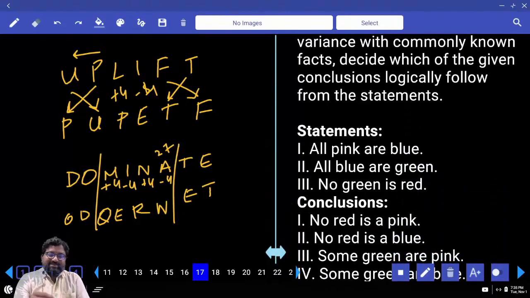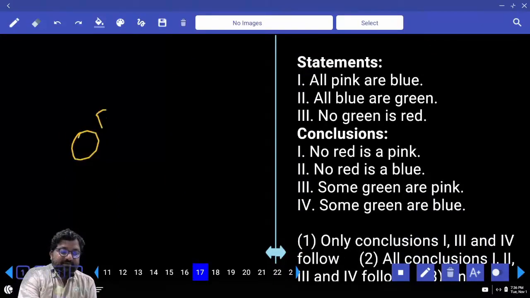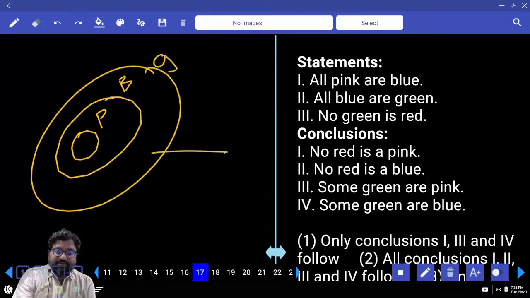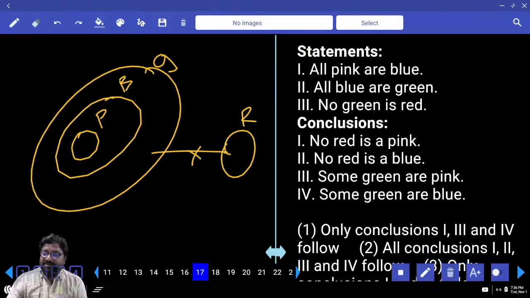This type of variety things do happen only in SSC, you know? Come on, what is this? All pink are blue, all blue are green, no green is red, no red is pink. Right or wrong? Right. Complementary, some red are pink. Can red go inside? No way. No red is blue? Right. Can red go inside blue and touch? No. Some red are blue? Not possible. Some green are pink? Yes. Some green are blue? Yes. What's the answer? All 1, 2, 3, 4.